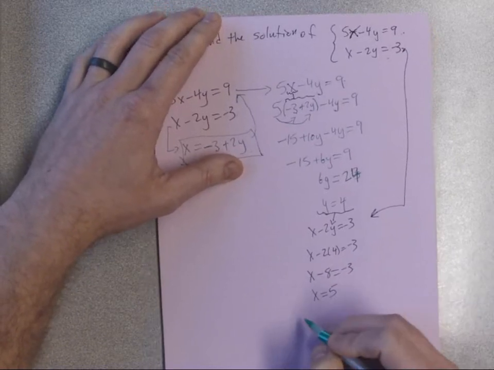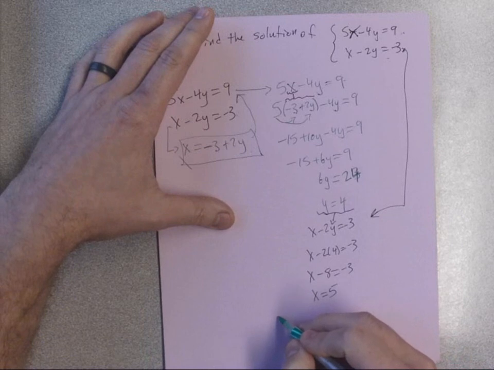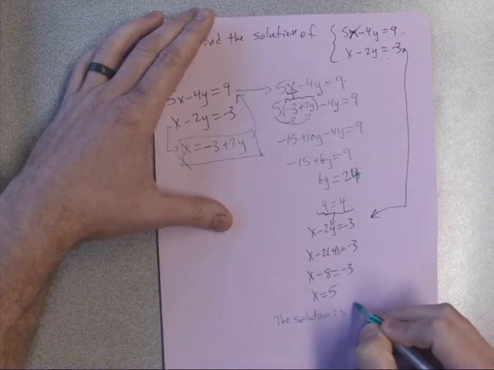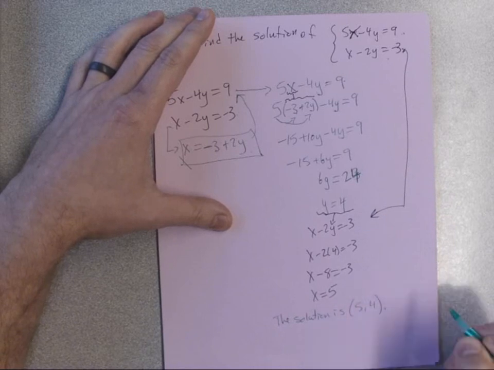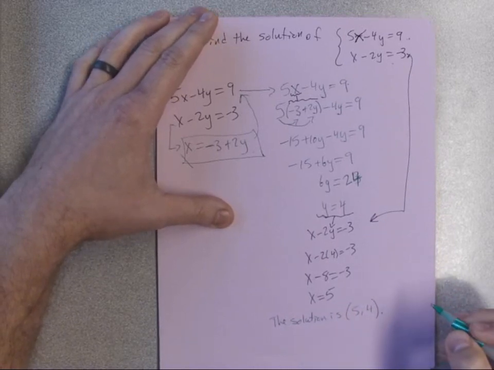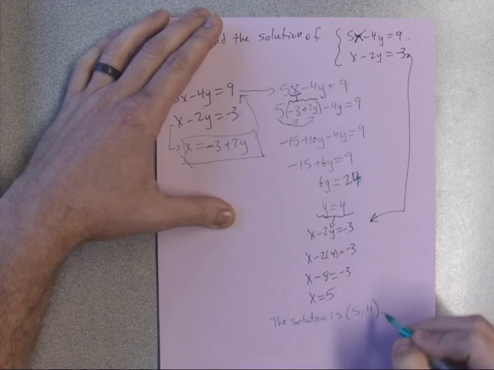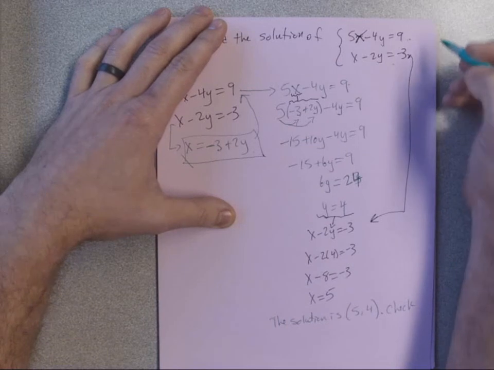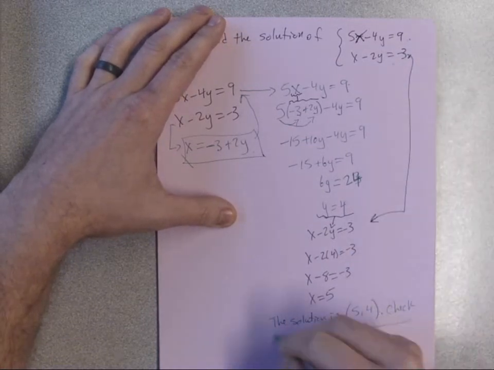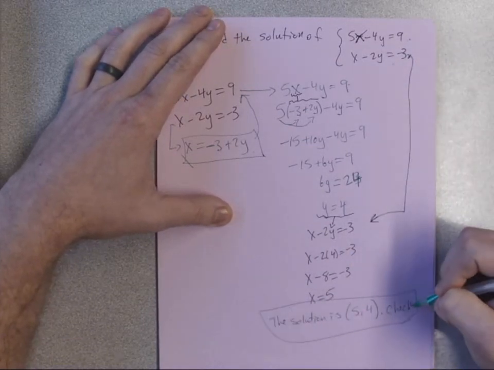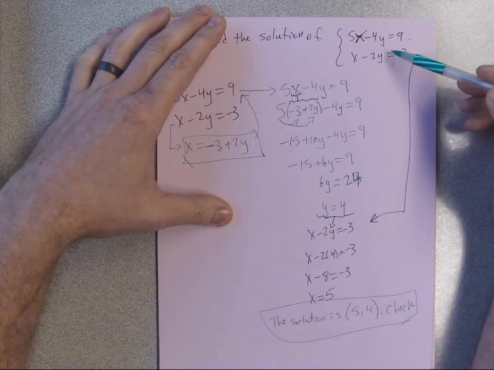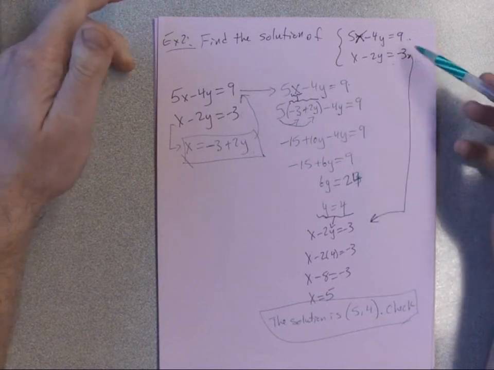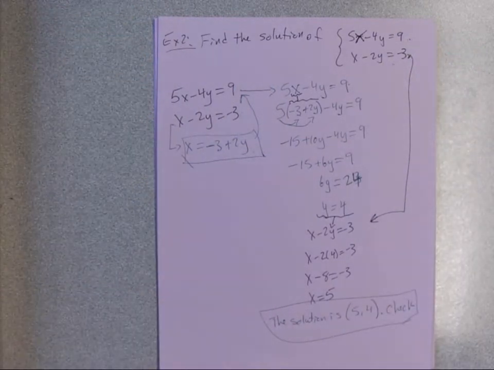So the solution is 5, 4. And then what you want to do is check. You want to check it by taking this 5 and this 4 and plugging it into both of these equations. That would be your final answer. The reason you check is because sometimes you may get 2 answers and one of the answers may not be correct. But in this case, when you check it, these would come out, and I encourage you to give that a try.